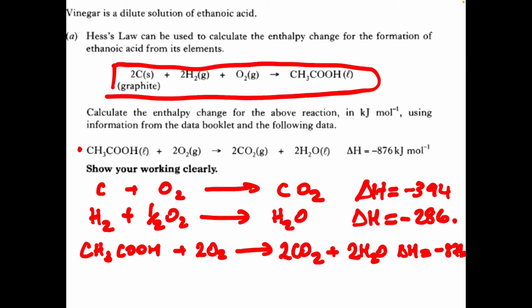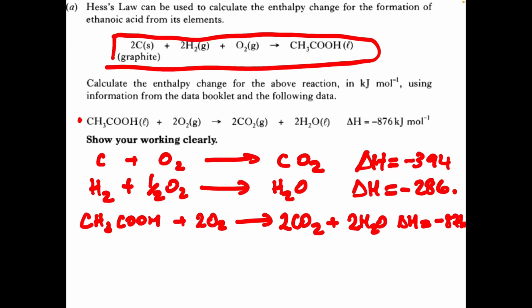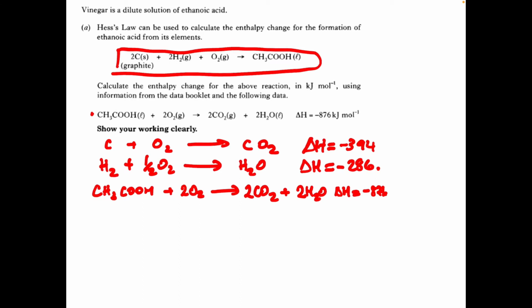Okay, so let's look at our target equation. Let's see what we need to do to these to make them work with the target equation. We've only got 1 carbon here, we've got 2 here, so we're going to have to times that by 2 because it's already the correct side. Same for this one, we've got 1 hydrogen here, we've got 2 here, so times this by 2. We've got CH3COOH, so we've got our ethanoic acid. That is on the wrong side down here compared to the target equation, so we have to reverse that.